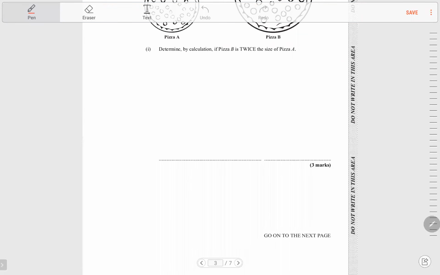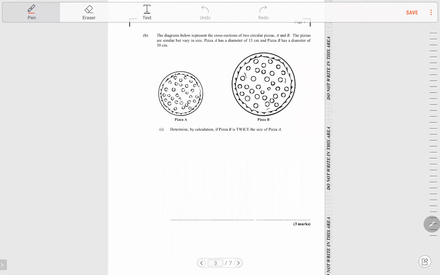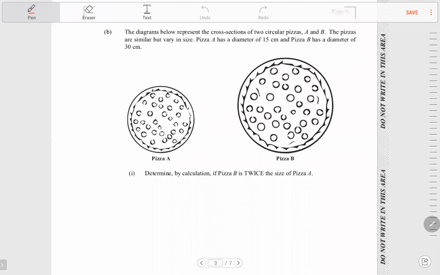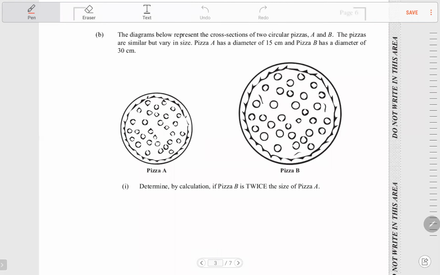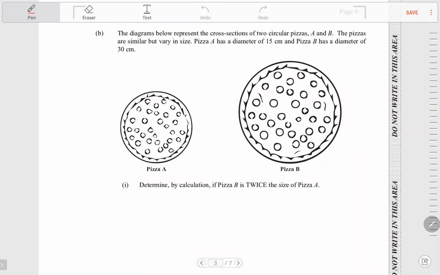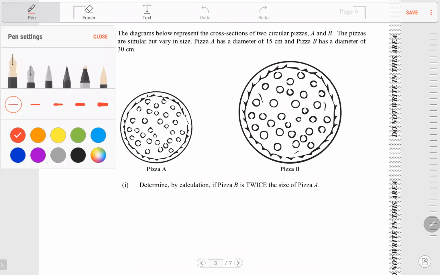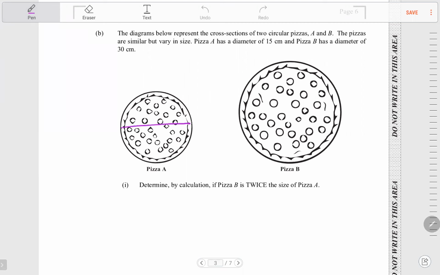All right, so the next question is this. This is a question similar to something we have done already in the class about some pizza business. The question says, the diagram below represents a cross-section of two circular pizzas, A and B. The pizzas are similar but vary in size. Pizza A has a diameter of 15 centimeters. Let's mark it in purple. So this is 15 centimeters across here, and this one is 30 centimeters across here.